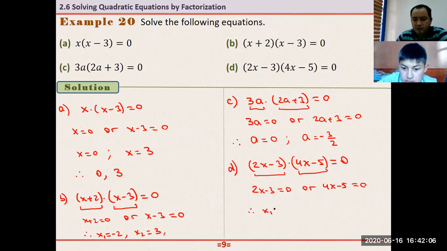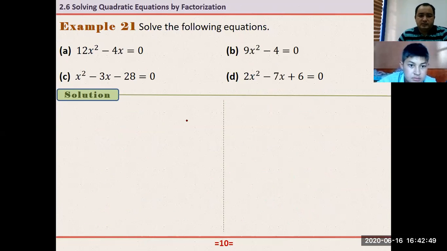So x sub 1, that's the first root, equals 3 over 2. How about the second root? It is 5 over 4, because we take 5 to the right hand side and divide by 4. If you substitute here, this thing is equal to 0. 0 times anything equals 0. Or this thing, if you substitute here, we get 0. So these two numbers are the roots of this quadratic equation. Okay?